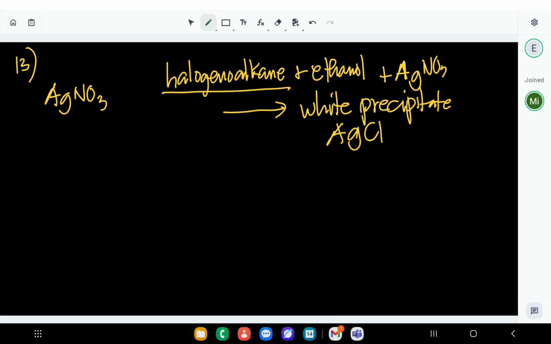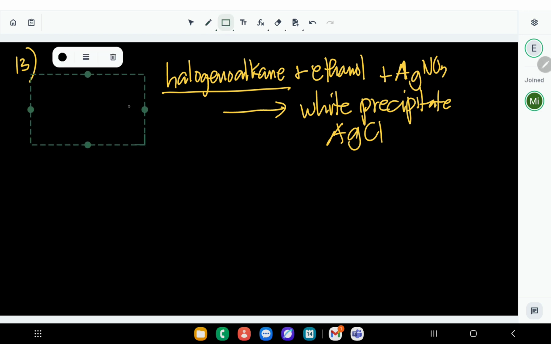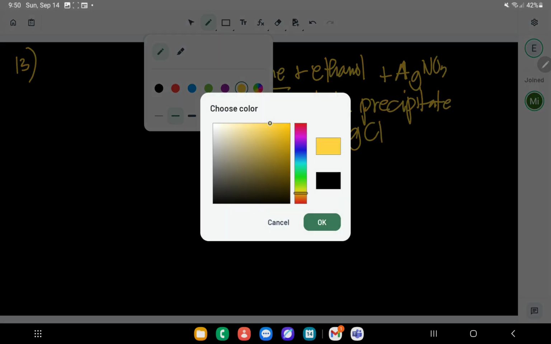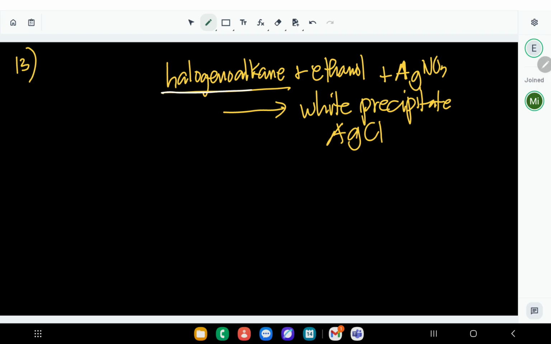Okay, so how do we determine now the halogenoalkane here that is dissolved in ethanol? The fact that the precipitate forms immediately means that the carbon-halogen bond here is more reactive. More reactive means the bond is weaker, right? Weaker, more reactive.